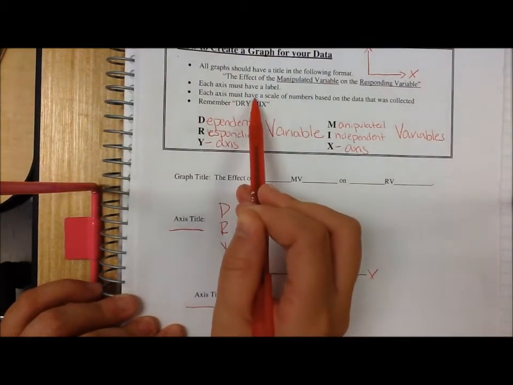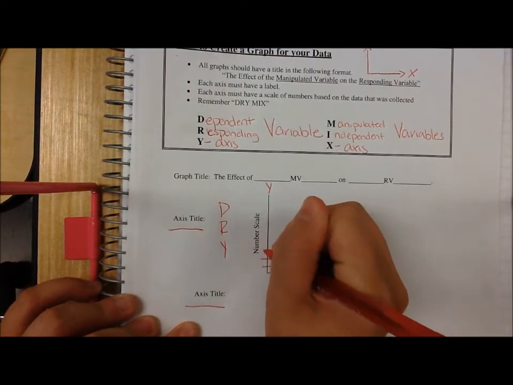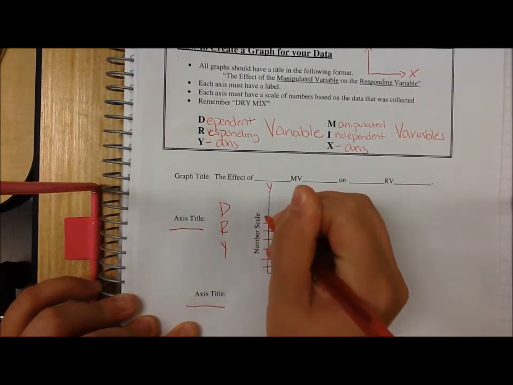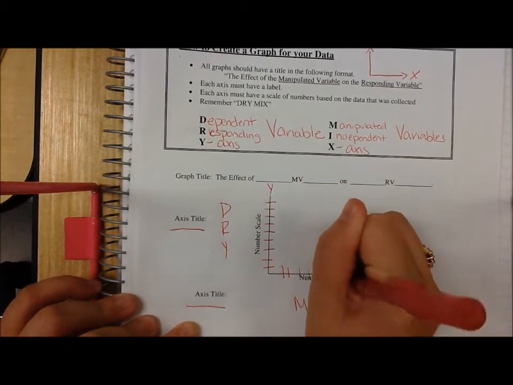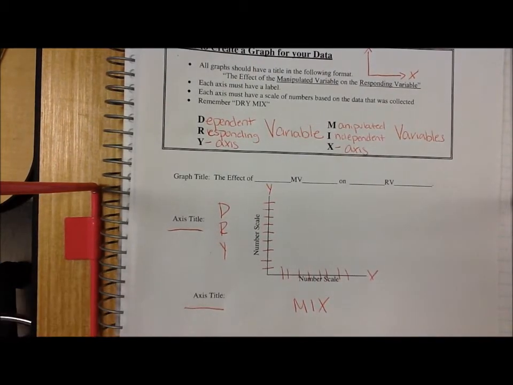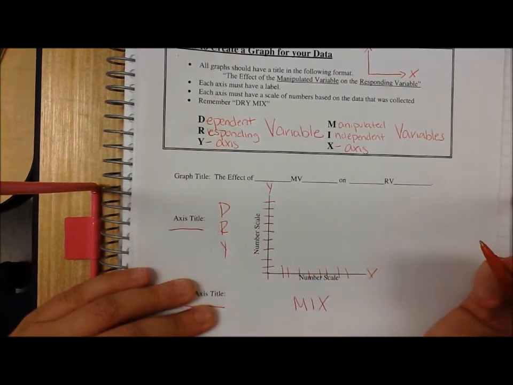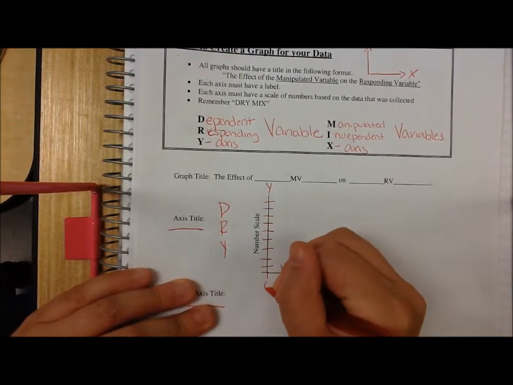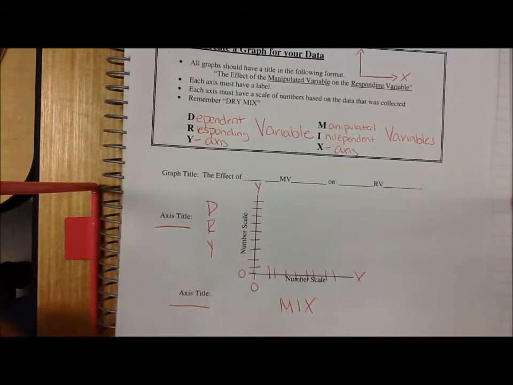Next, each axis must have a scale of numbers based on the data you collected. Okay, so they should be going up by a certain amount of numbers. Sometimes it's 1, sometimes it's 5, sometimes it's 10, sometimes it's 100. However, what always stays the same is the beginning of the x and y axis is always 0. You can never make it 1 or any other number. It's always, always going to be 0.